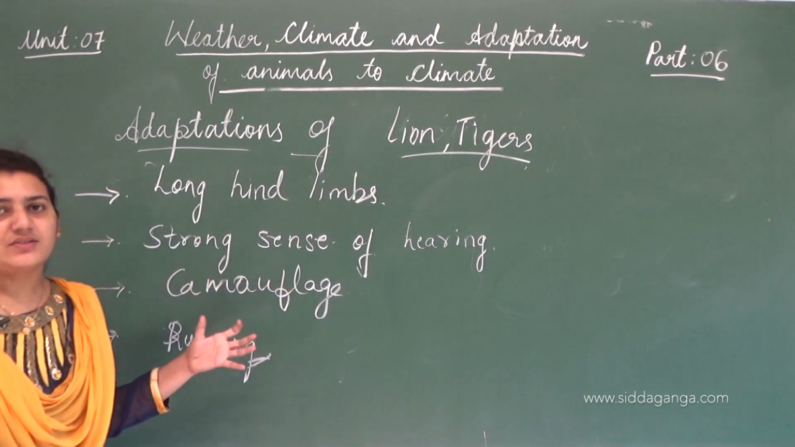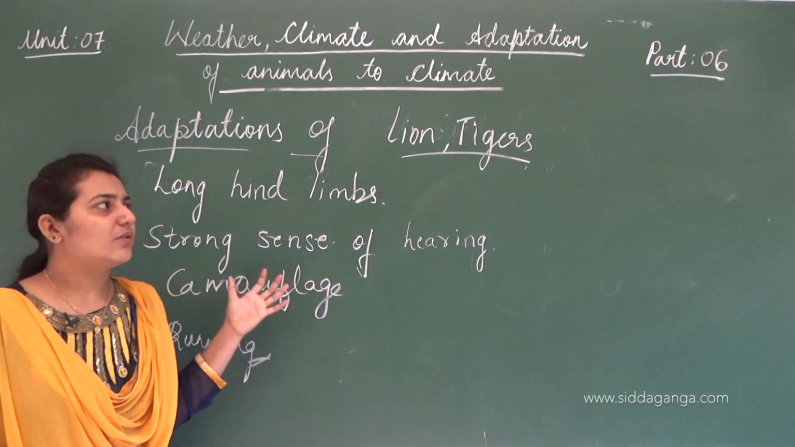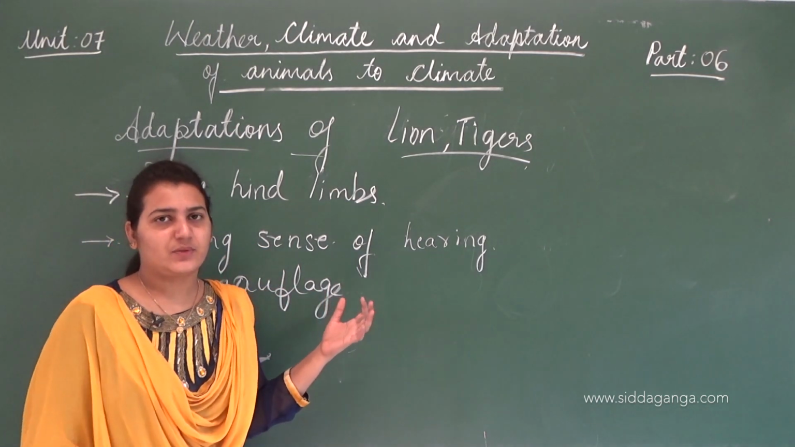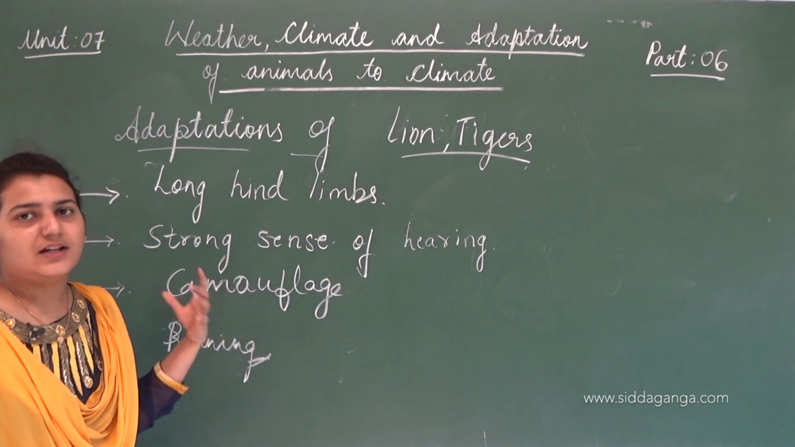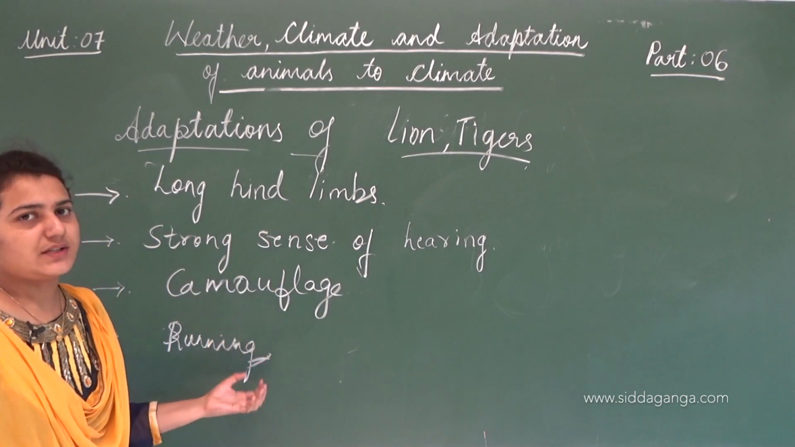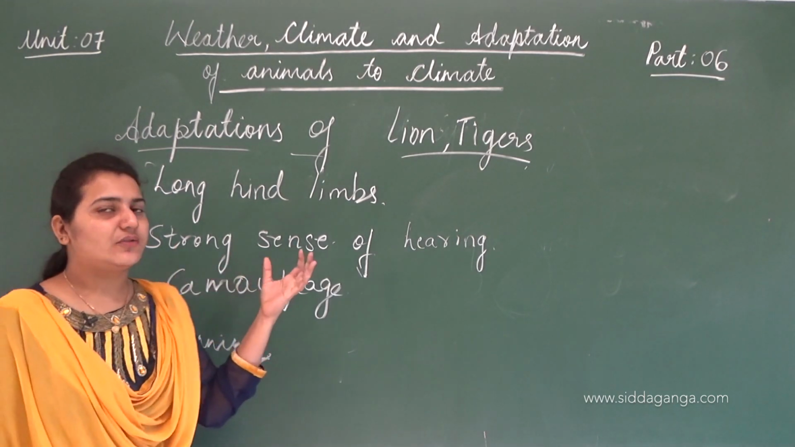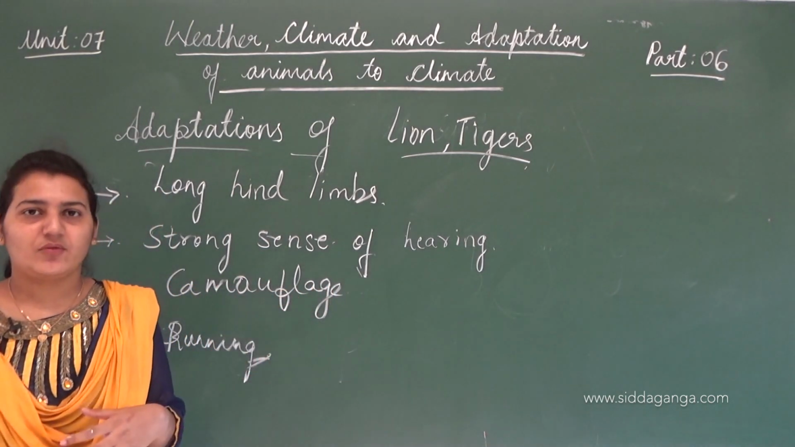These are very fast runners because of their hind limbs only. So, clear? These are some of the adaptations of lions, tigers, leopards, cheetahs, etc. They have very long hind limbs, which help them to run fast. They are quite fast runners, and yes, they also have a very strong sense of hearing. Even these animals can camouflage.